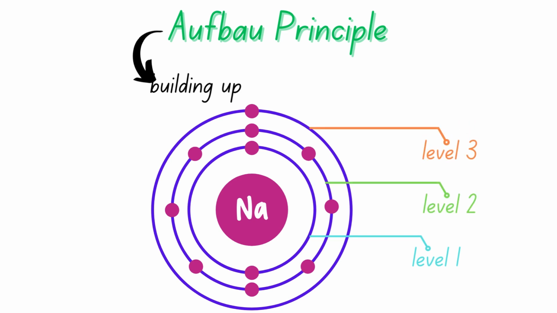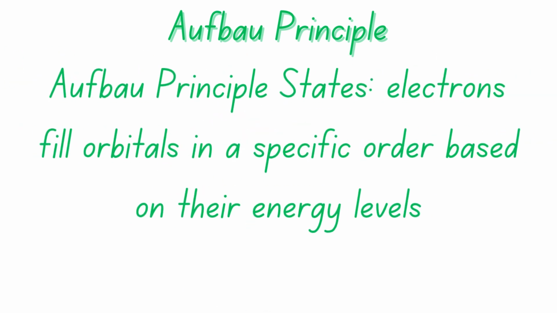Think of it like filling seats in a theater. You start with the front row before moving to the next. So according to the Aufbau principle, electrons fill orbitals in a specific order based on their energy levels. The sequence is determined by the sum of the principal quantum number n and the azimuthal quantum number l. The lower the value of n plus l, the lower the energy of the orbital.